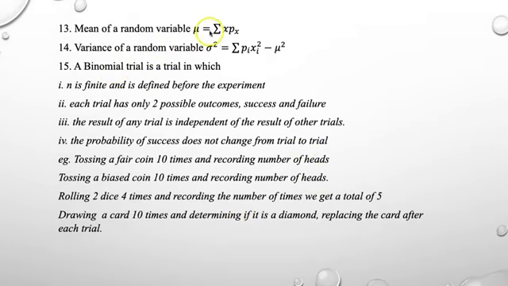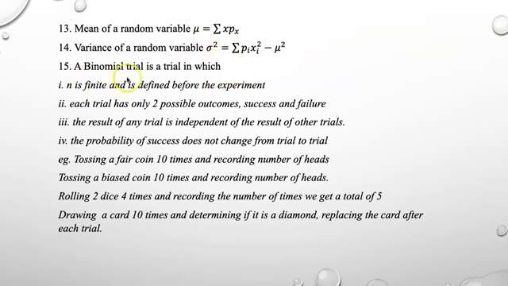Mean of a random variable is denoted by mu, and mu is defined by summation x px. We also denote the mean mu by expectation of x or E(x). Variance of a random variable sigma squared is defined as summation pi xi squared minus mu squared, where mu is the mean. And you know that standard deviation is square root of variance.